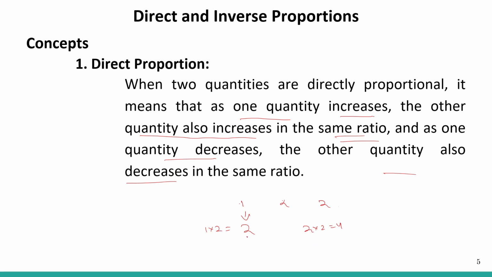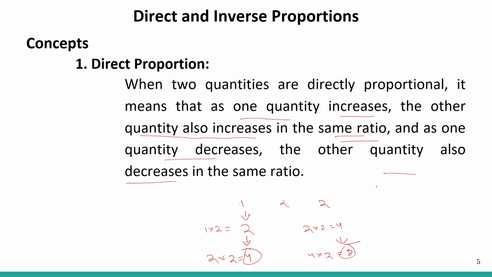If I increase it from 2 to 4, what I did was multiply again by 2 and I got 4. Then 4 will be converted into 4 into 2, which is equal to 8. In a similar way, if one quantity decreases by some specific ratio, then the other quantity also decreases by that specific ratio.